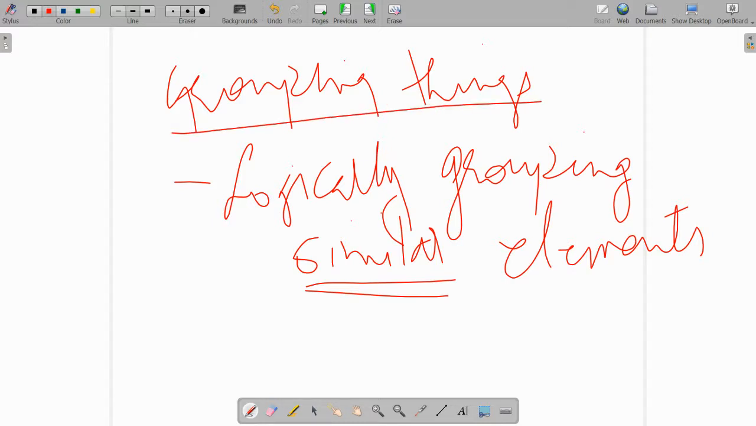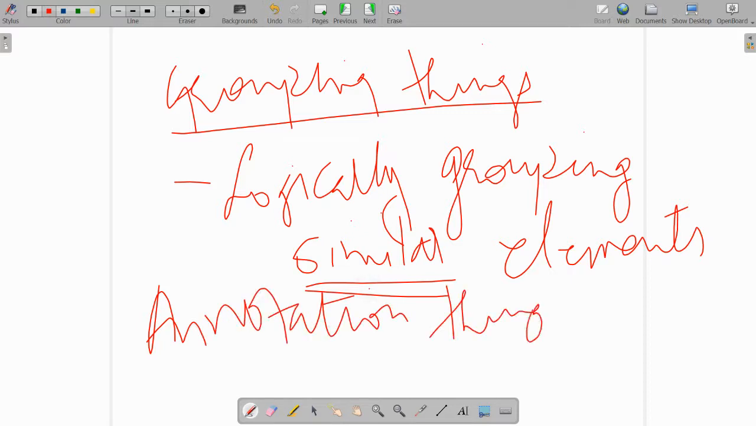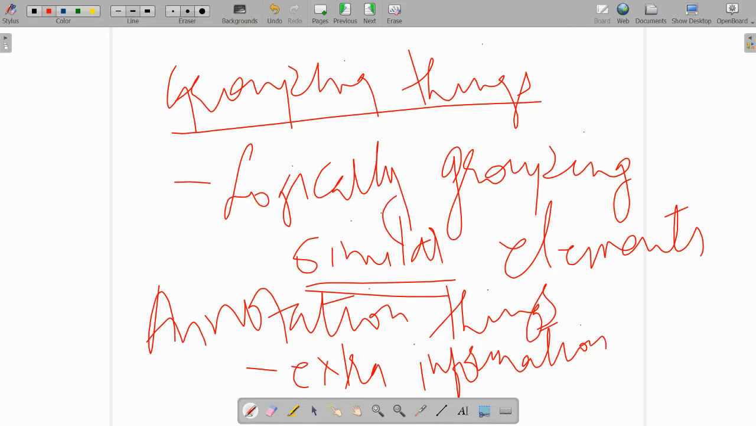Okay. And the last one, that is annotation. Annotation things. In the annotation things, it represents simply the extra information about the element.